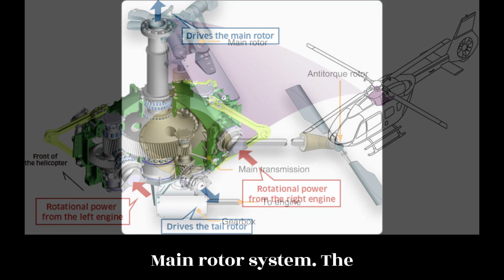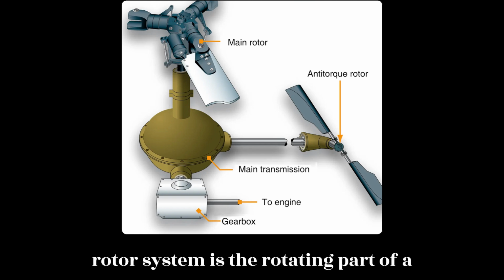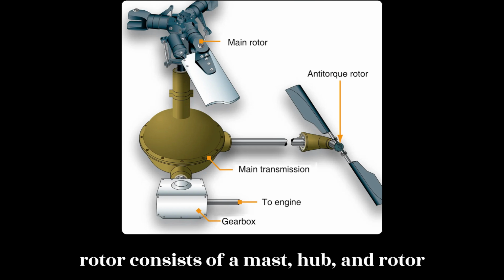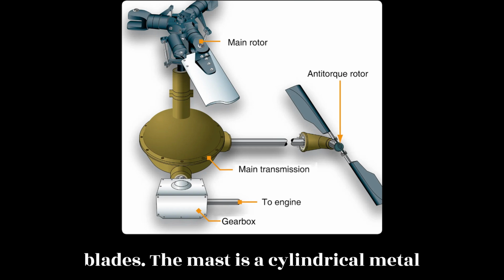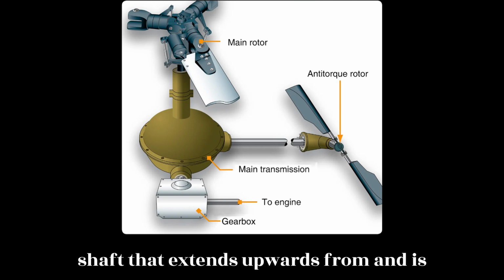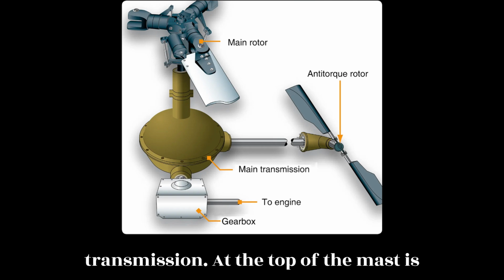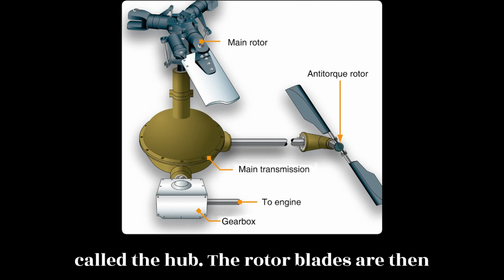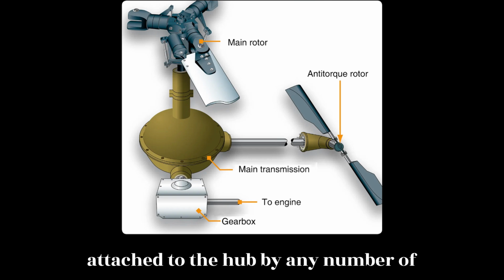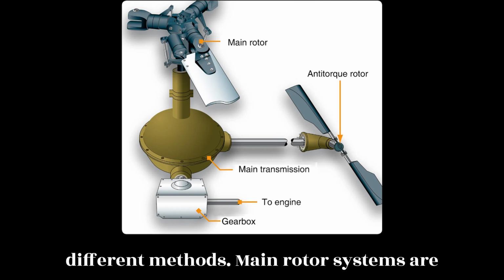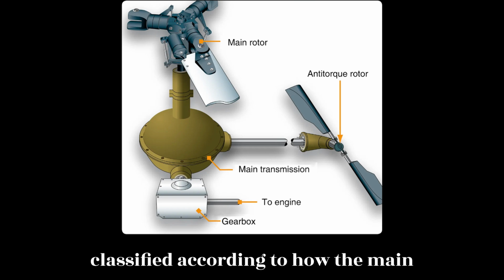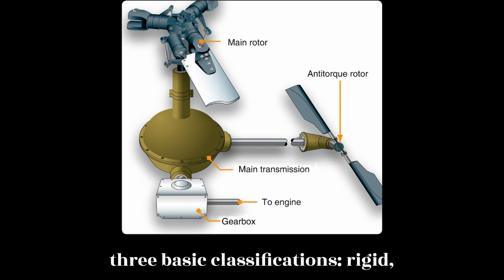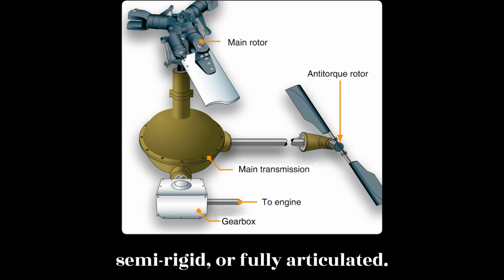Main rotor system. The rotor system is the rotating part of a helicopter which generates lift. The rotor consists of a mast, hub, and rotor blades. The mast is a cylindrical metal shaft that extends upwards from and is driven, and sometimes supported, by the transmission. At the top of the mast is the attachment point for the rotor blades called the hub. The rotor blades are then attached to the hub by any number of different methods. Main rotor systems are classified according to how the main rotor blades are attached and move relative to the main rotor hub. There are three basic classifications: rigid, semi-rigid, or fully articulated.